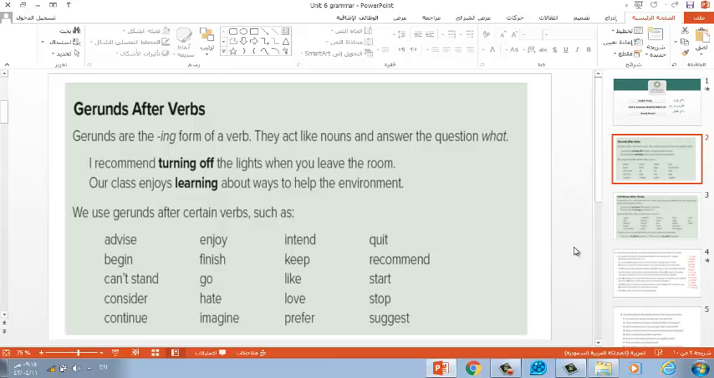Now let's move to another part of the lesson. I would like you to take a screenshot of these verbs and study them. Try to memorize them quite well.